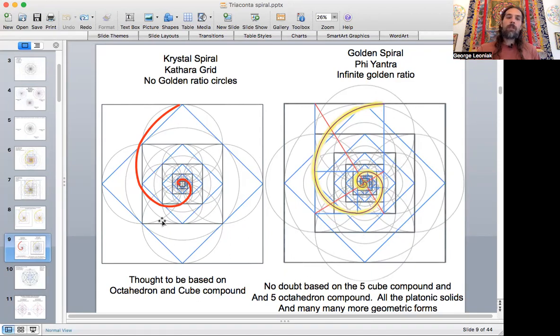And this one is thought to be based on this. I really don't know what the originator of this, the Ashiana Dean, thought these shapes were when she made them. Maybe she did say they were octahedron cubes. I really haven't read a lot of the material, but I'm sure I'm going to get a lot of corrections on all this. But this one here is no doubt for me based on the 5-cube compound. It's also based on a 5 octahedron compound.